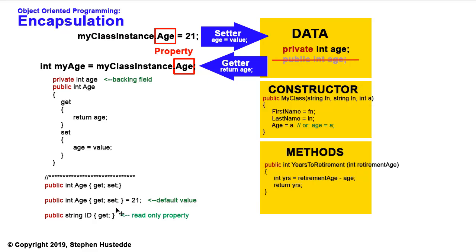I can also have a default value. So if I don't specify a set value, and I'm just creating maybe a new instance, I'm not passing it an age. The default would be 21. Or I can also create a read-only attribute just using a getter. That might be something like an ID that I'm creating internally, never passing it a new ID, but I want to be able to get that ID that's created.